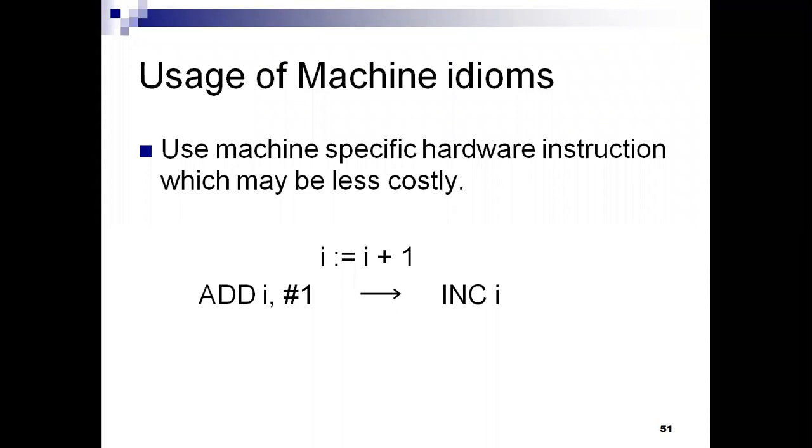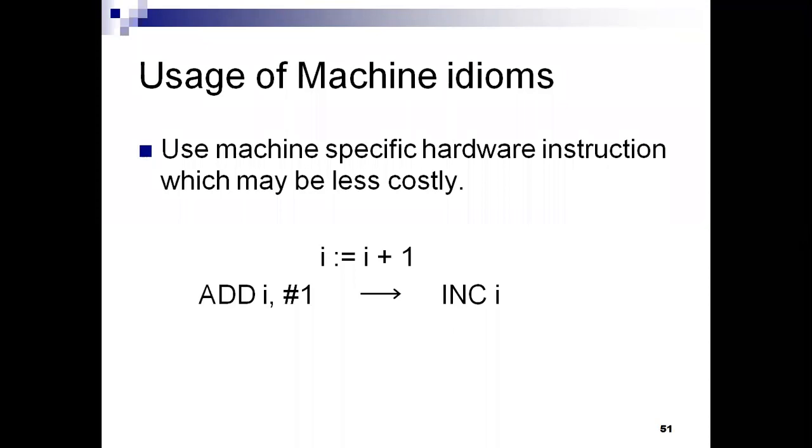While coming to the usage of machine idioms, here the target instructions have equivalent machine instructions. Target instructions have equivalent machine instructions for performing some operations. Hence, we can replace these target instructions by equivalent machine instructions in order to improve the efficiency. Just see the example, we have auto increment and auto decrement, right? I think you all know what auto increment and auto decrement are. If some machines have auto increment or auto decrement addressing modes, those are used to perform add or subtract operations.